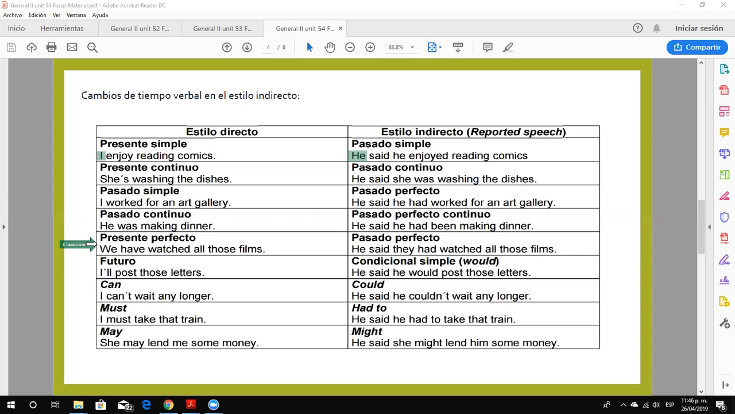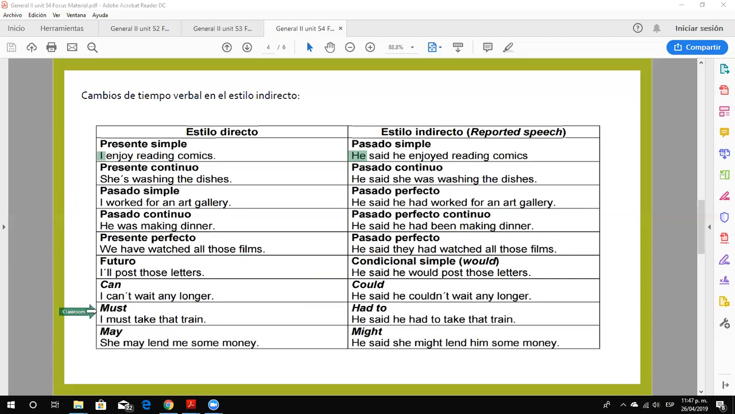Present perfect: "We have watched all those films." In indirect speech, past perfect: "He said they had watched all those films." Future: "I'll post those letters." Conditional simple, would: "He said he would post those letters." Can: "I can't wait any longer." Indirect speech, could: "He said he couldn't wait any longer."